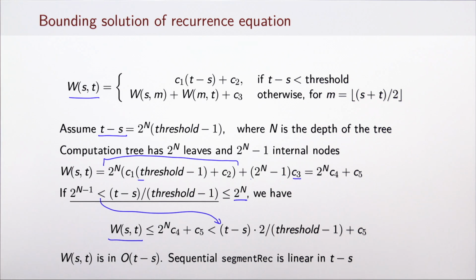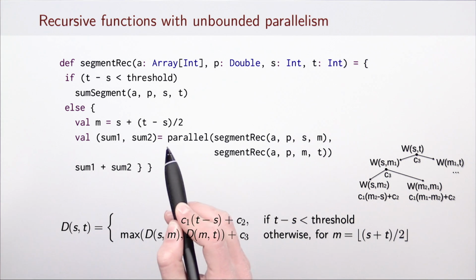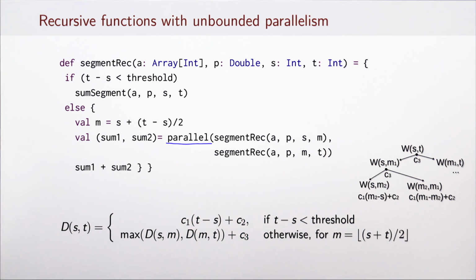Let's now look at what happens when we add parallelism. Recall that the only difference in the description of the function is that we do these two recursive calls in parallel. But this has a profound impact on the worst case running time. Let us first examine the case where we have an unbounded amount of parallelism.